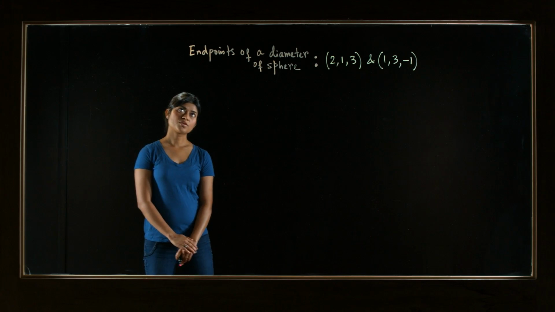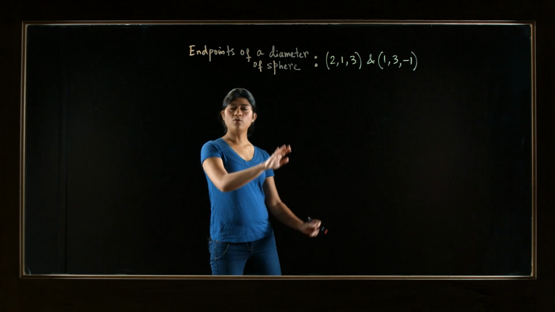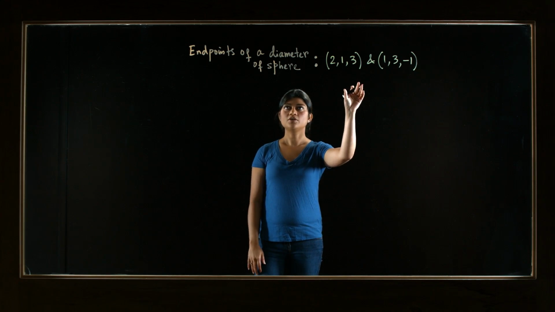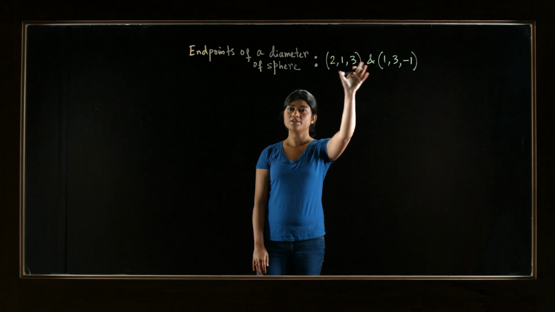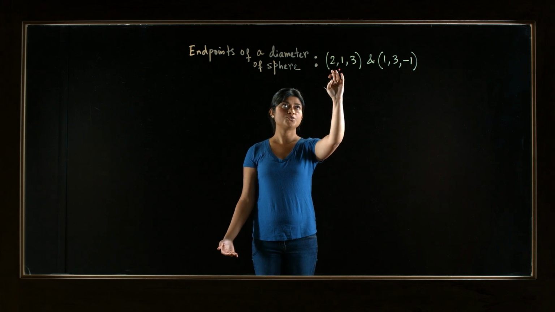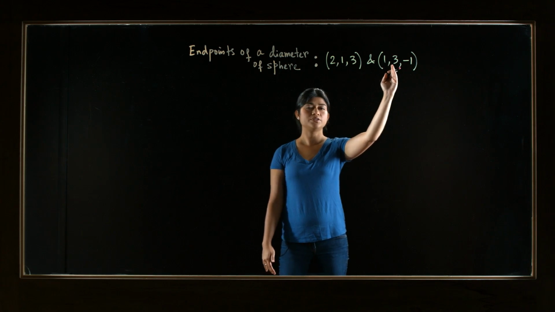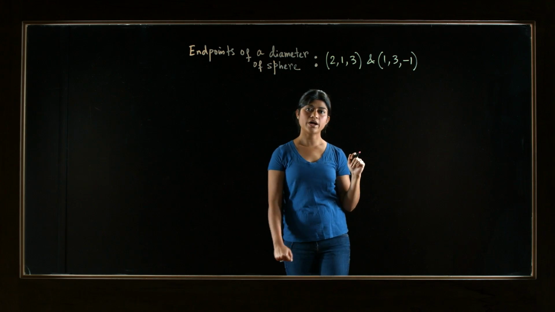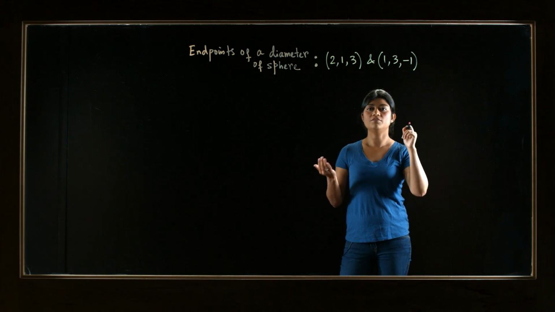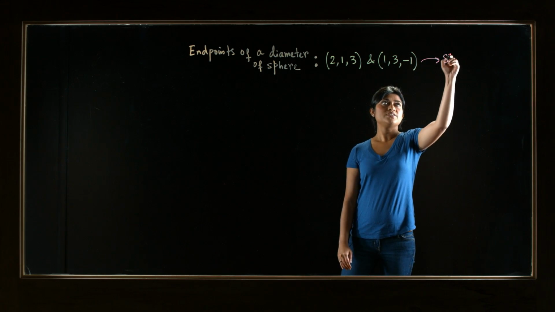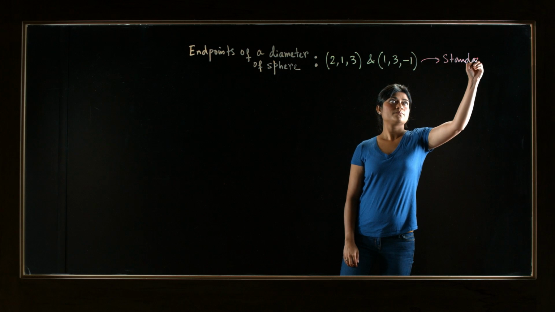In this problem, we have the endpoints of a diameter of the sphere given to us. The points are (2, 1, 3) and (1, 3, -1). We have to write the standard equation of this sphere. So what is the standard equation?